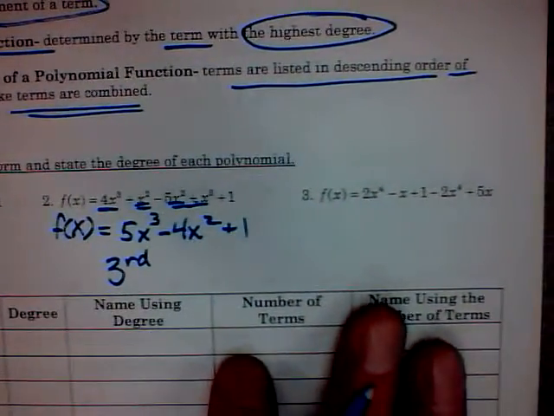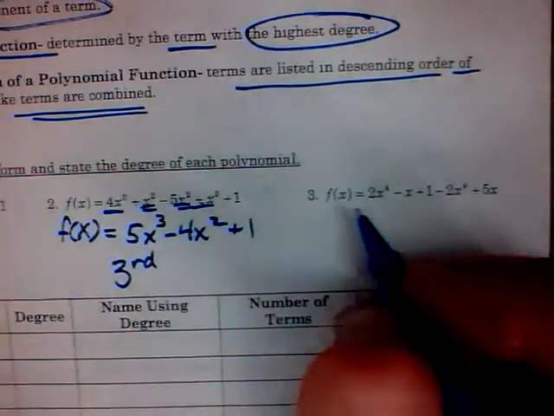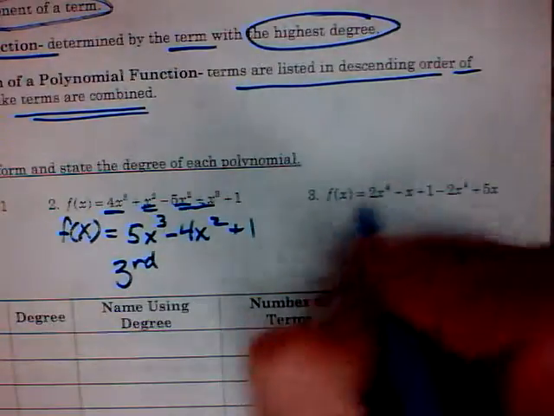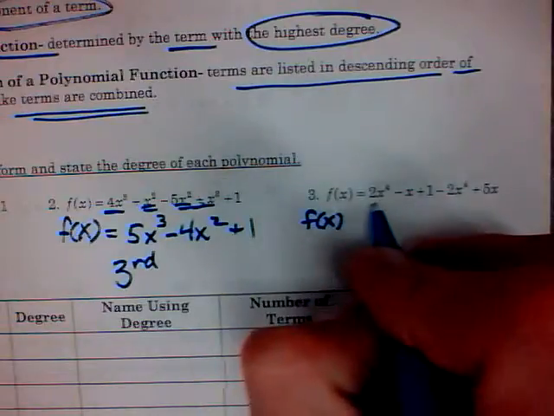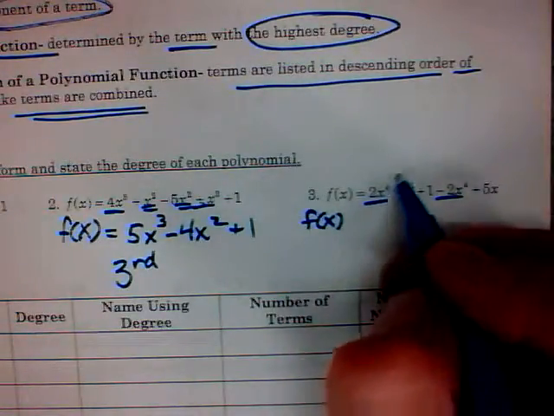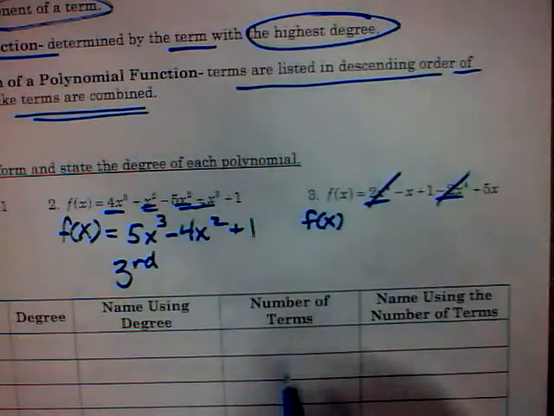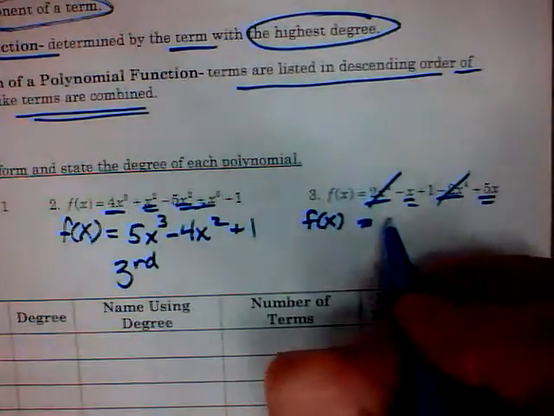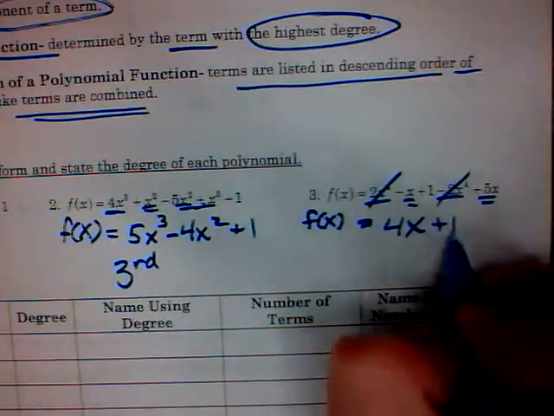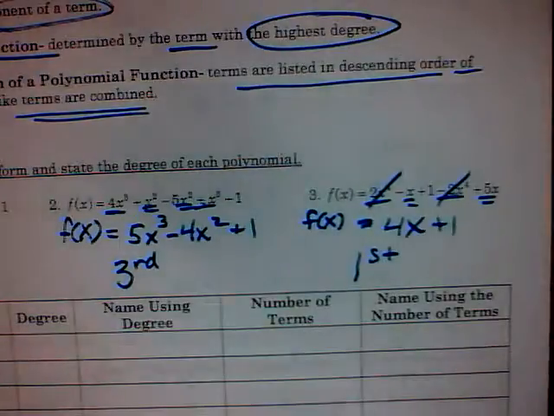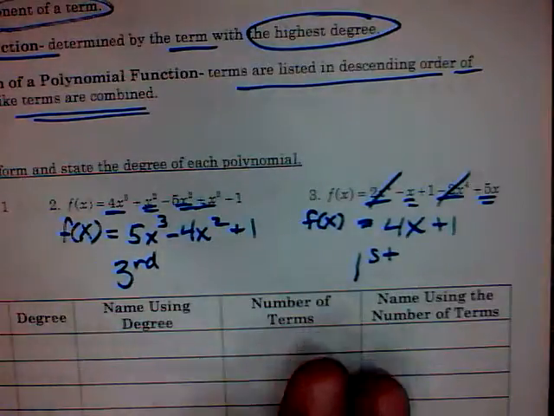Okay. And then on number 3, combine any like terms. Initially it looks like this is a fourth degree since the highest power is 4, but if you look, the fourth degree terms cancel out since they're the same, just opposites, and then we can combine our x's. You get 4x plus 1, so this is actually a first degree polynomial. Okay.